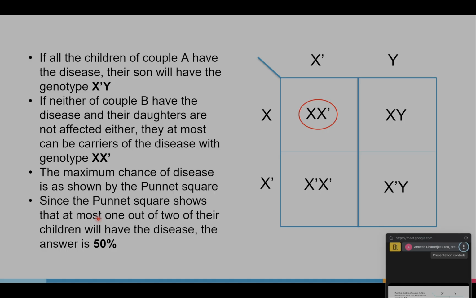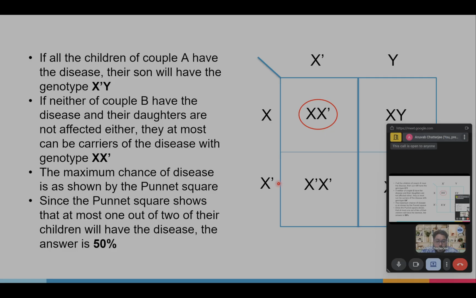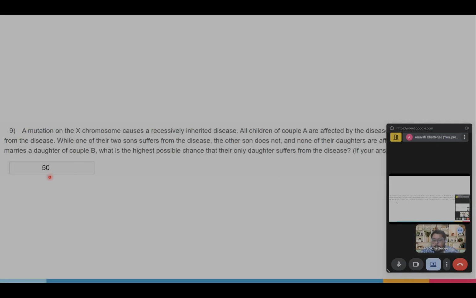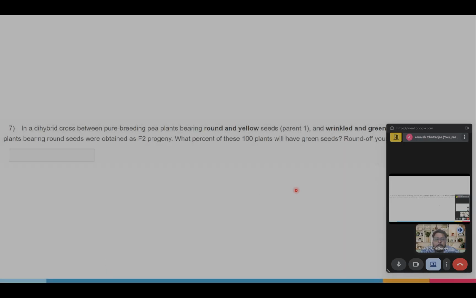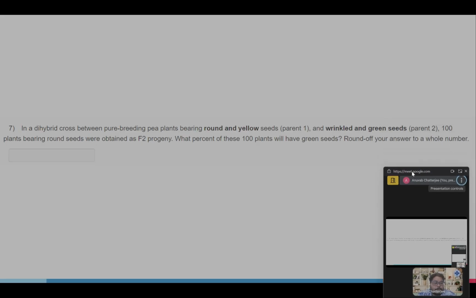Since the Punnett square shows that at most one out of their two daughters will have the disease, the answer is 50-50. So you can either have this and you'll be fine, or have this and you will not be fine. So the probability of the daughter having the disease is 50-50. Okay. Option A, answer is 50. Fine. Next, we have another genetics question.